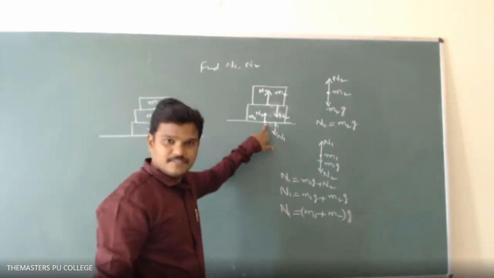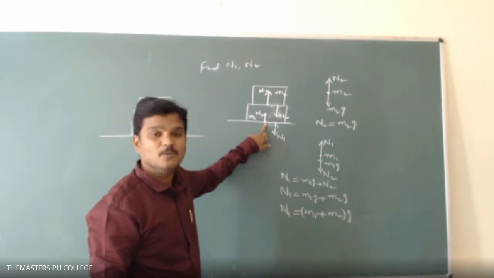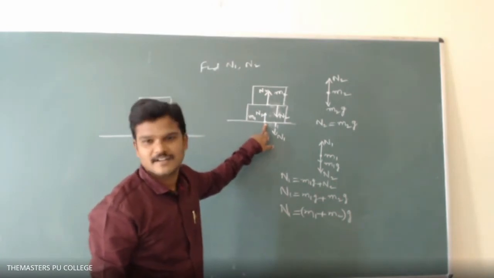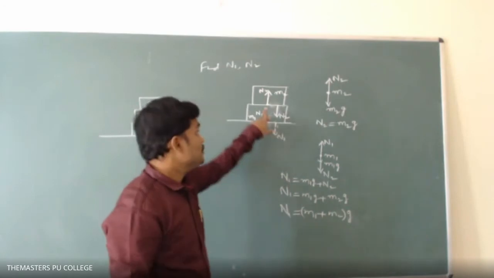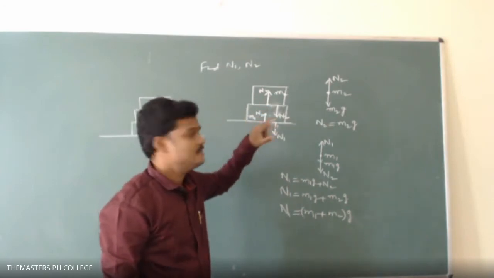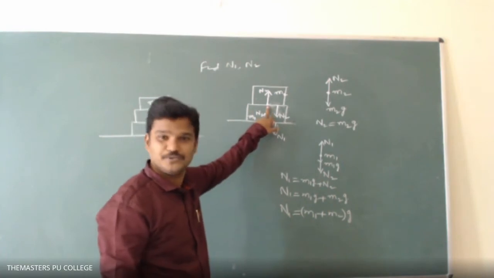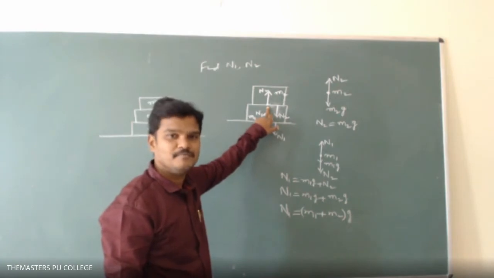This is N1, isn't it? Above N1, how many masses are there? See my hand. Above, 2 masses, M1 plus M2 into G, that's it. Above N2, how many masses are there? Above N2, only M2 is there, no? Only M2 is available. So, M2G.